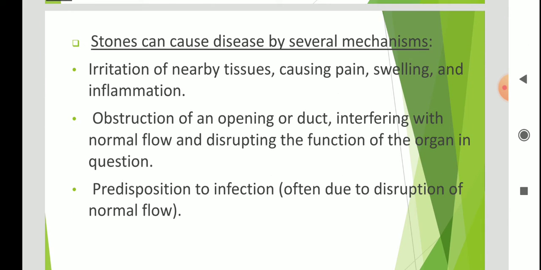These stones can cause disease by several mechanisms: irritation of nearby tissues causing pain, swelling, and inflammation; obstruction of an opening or duct, interfering with normal flow and disrupting the function of the organ in question; and predisposition to infections.